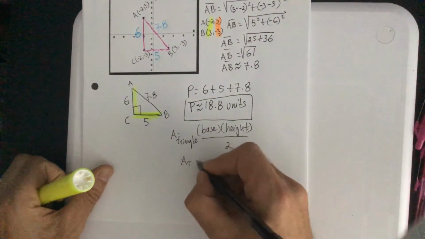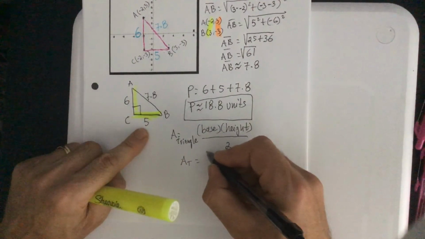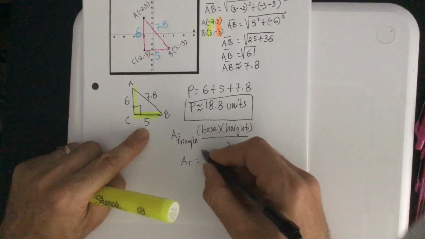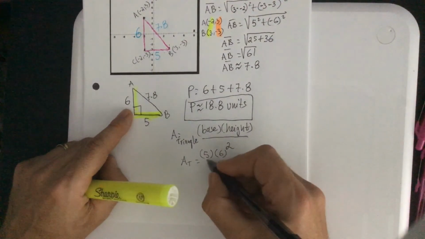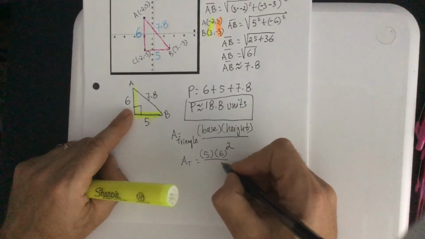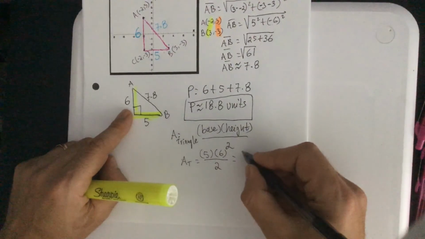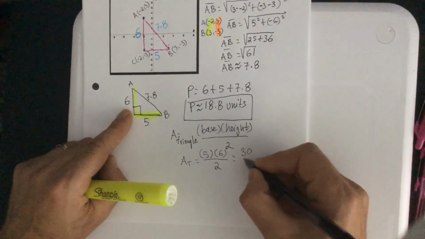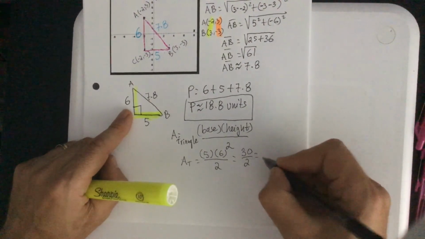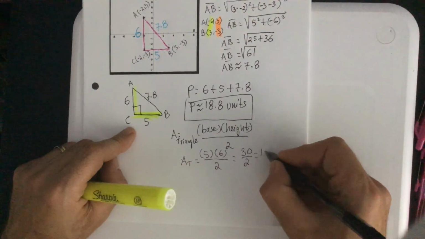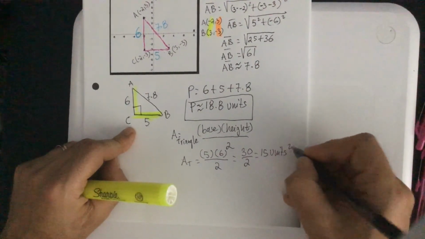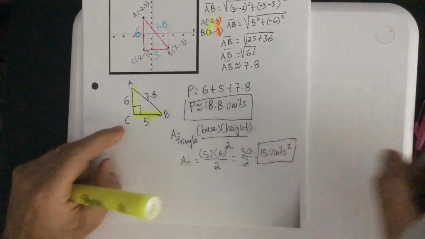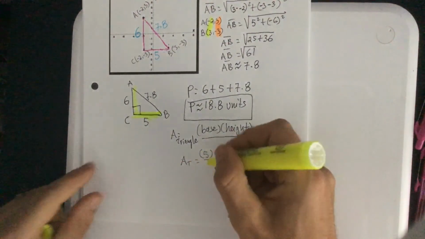So area of the triangle, base is 5, times the height, which is 6, divided by 2, and that's 30 divided by 2, and finally that will be 15 units squared. Simple and easy.